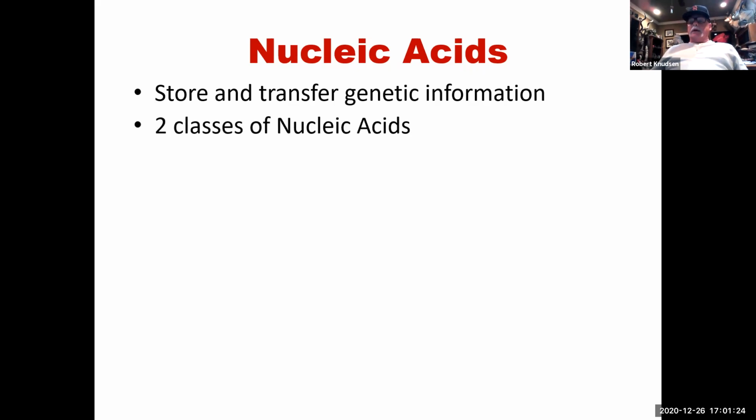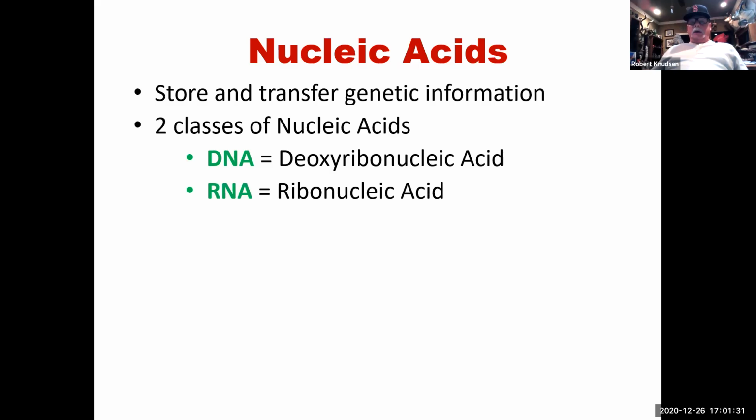Two classes of nucleic acids. Here we go. DNA, deoxyribonucleic acid, and RNA, ribonucleic acid. And I already showed you, this is a pentose sugar. This is a pentose sugar. Ribo, deoxyribo. You still see the nucleic acid. So they're all built the same. There are two major classes. These are test questions.